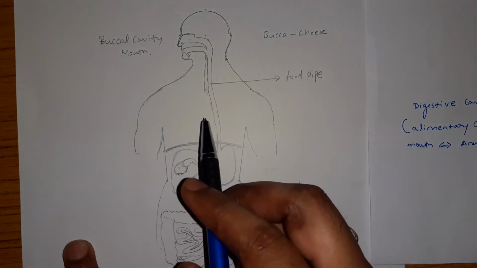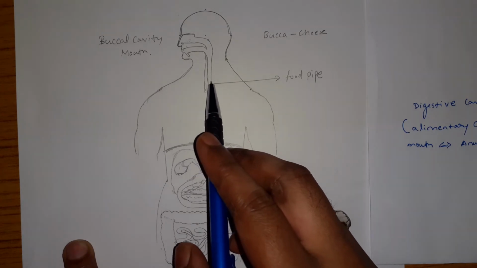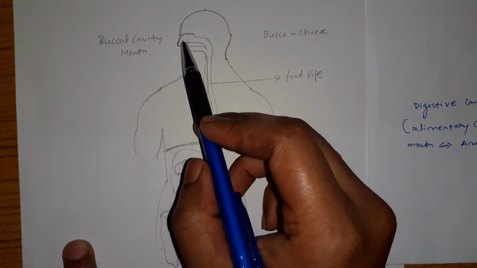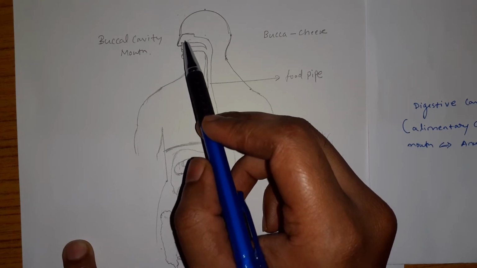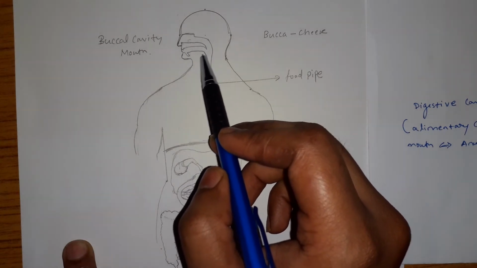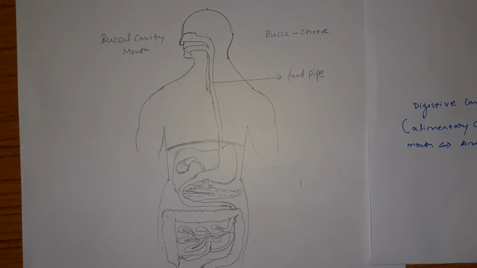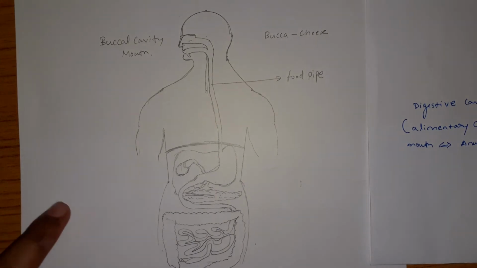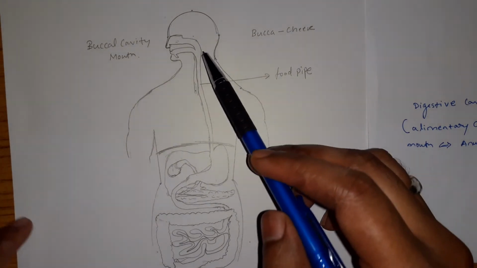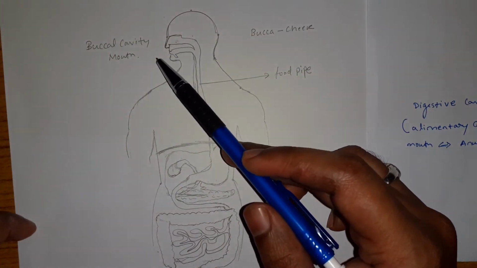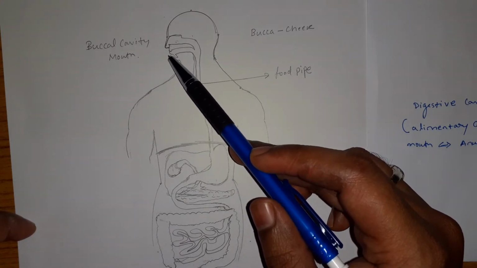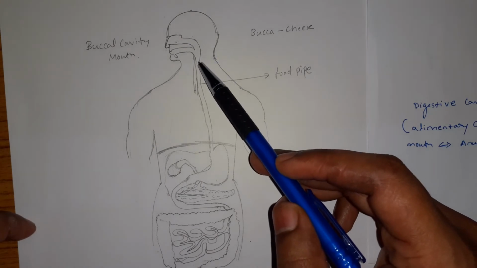Windpipe is connected to the lungs, whereas food pipe will move to the stomach. Okay, don't get confused. Here also you can see nose and this mouth are connected. Okay, both are connected. Therefore whenever we try to talk while eating, we feel difficulty. So one pipe you can use at a time.